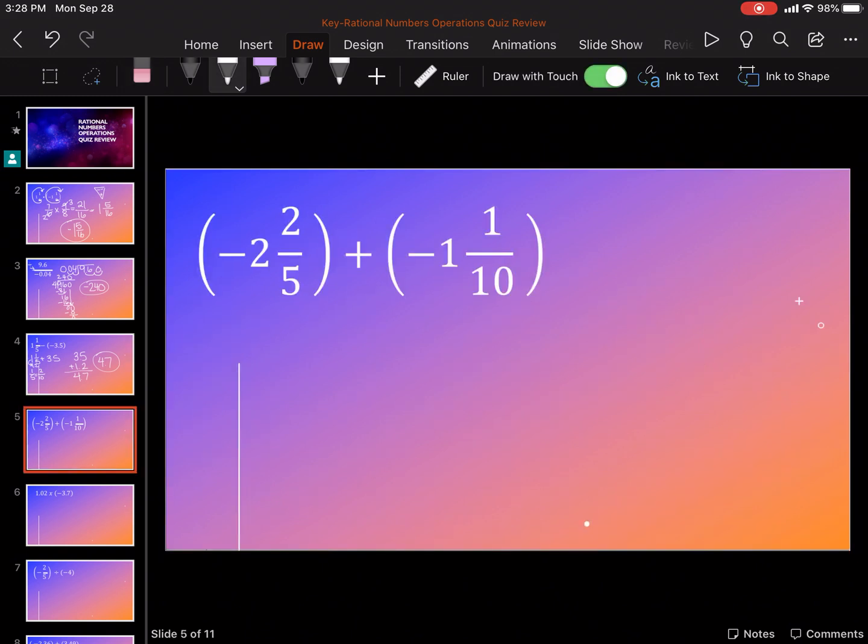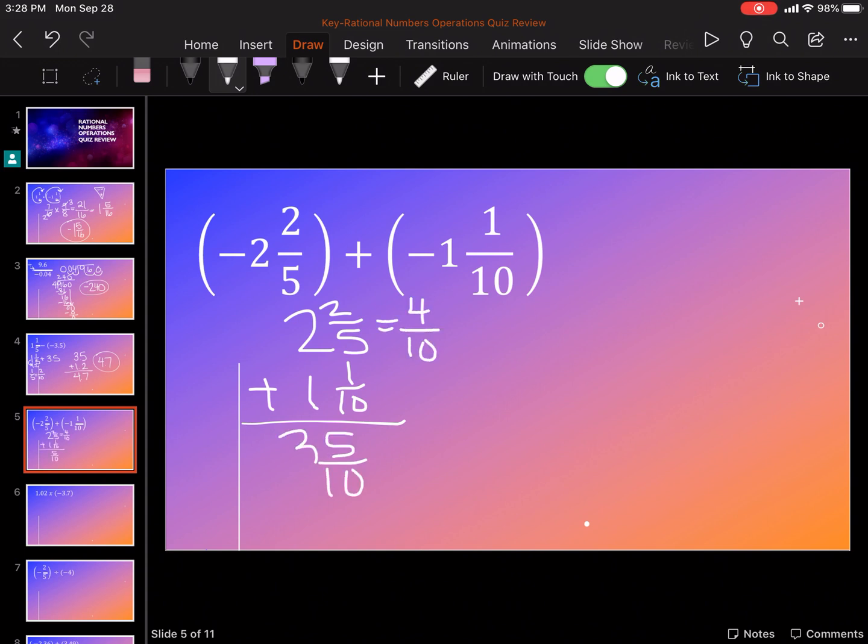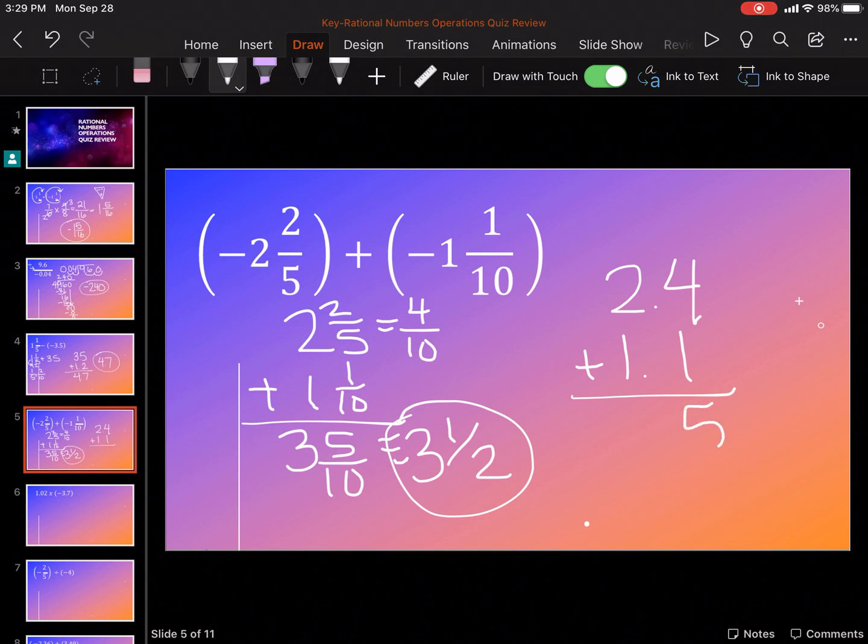Okay, next one, same signs, add and keep. Okay, so they're both fractions. You could go decimals, you could go fractions. I'll do both. 2 2/5 plus 1 1/10, which is 4/10. 4 plus 1 is 5/10, 3, so it equals 3 1/2. Keep the sign. If you went decimals, you would do 2.4, 2/5 is 4/10, plus 1 1/10, negative 3.5. Either way is fine.